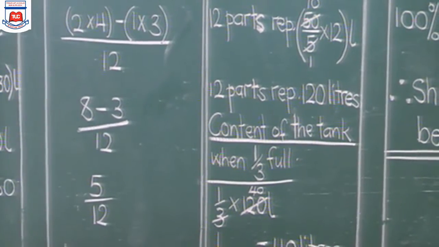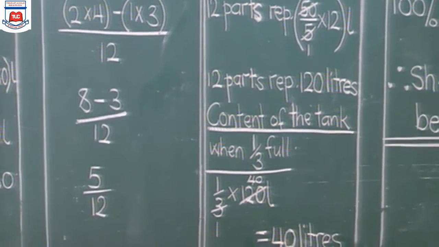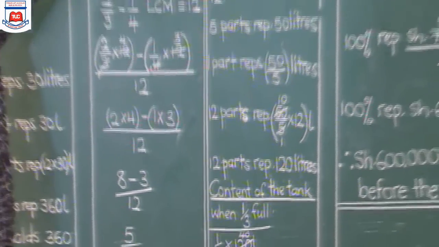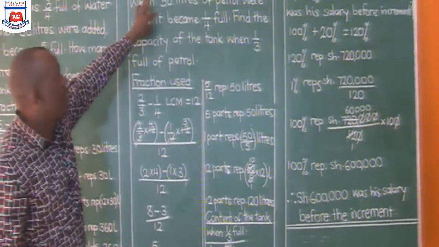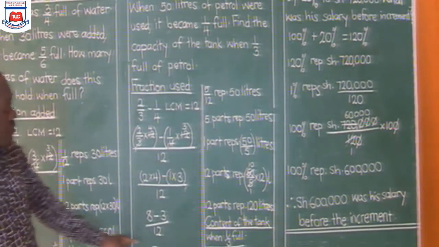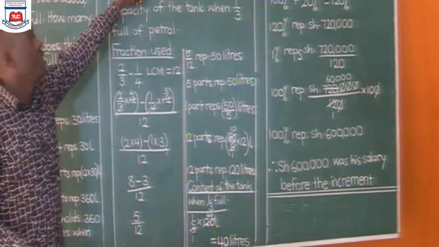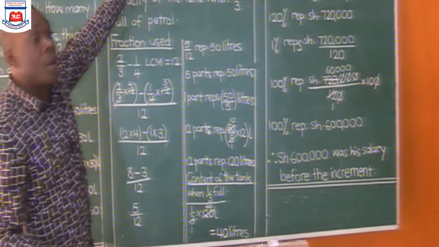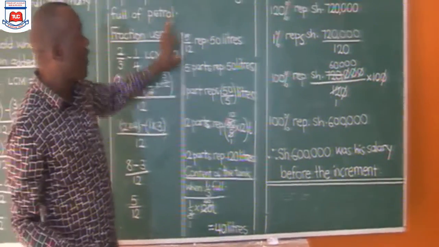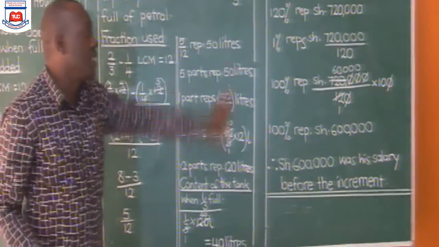The heading is fraction used. This heading must go in line with what was done to the figure given, 50 liters. What happened to 50 liters? They were used. That's why we say the fraction used. The 5 out of 12 corresponds to the 50 liters, which were also used. So 5 of the 12 parts represent 50 liters.